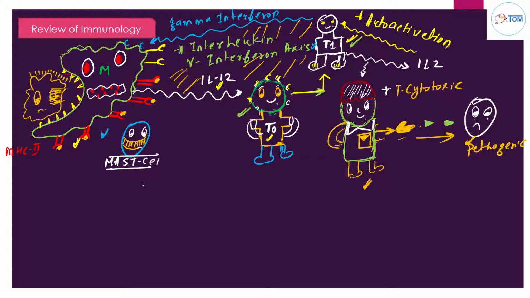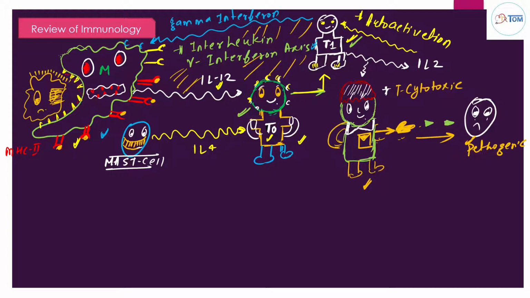Mast cell. Actually, upon activation this mast cell also releases one more chemical, and the chemical is called IL-4. So this mast cell releases IL-4. Actually, this T0 cell, the T naive cell, the one which is not yet aware of its function, has a receptor for IL-4 as well.